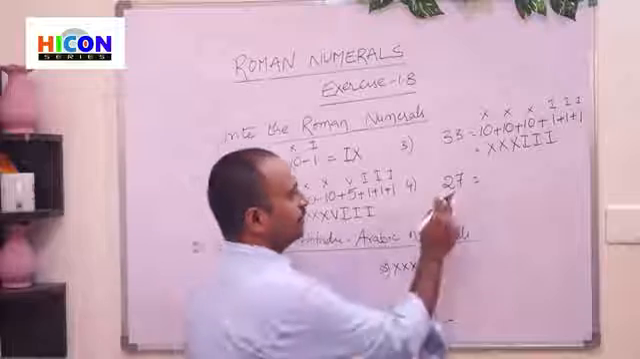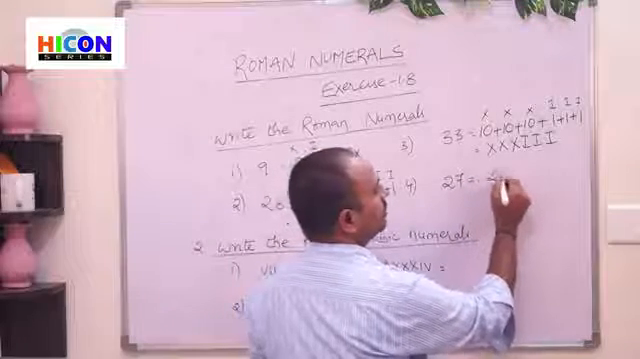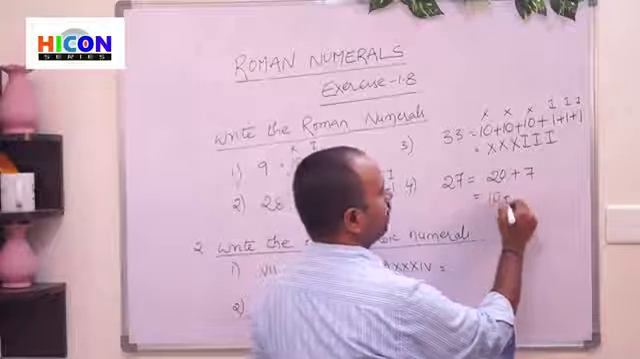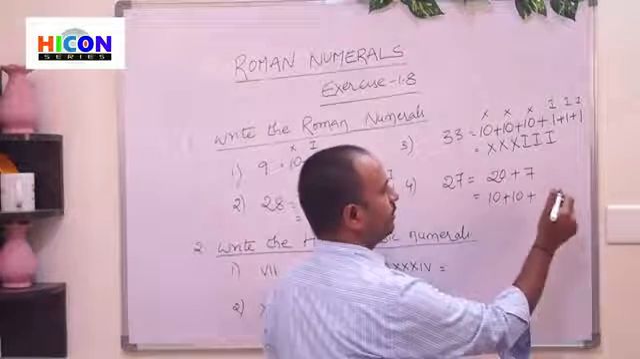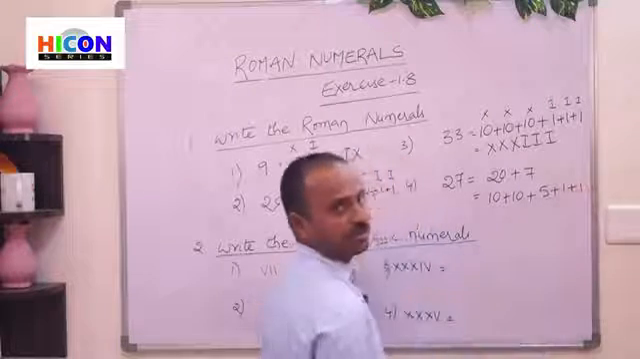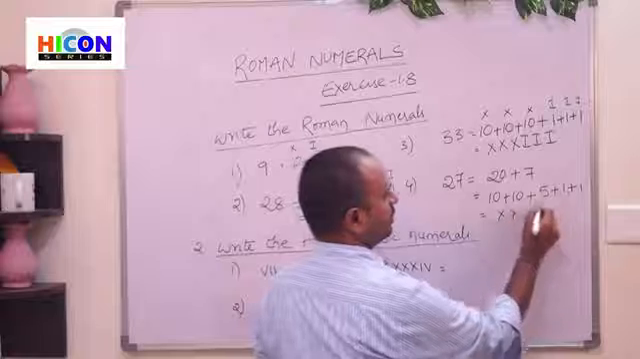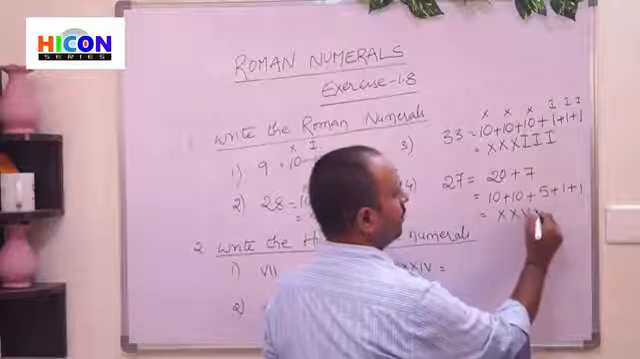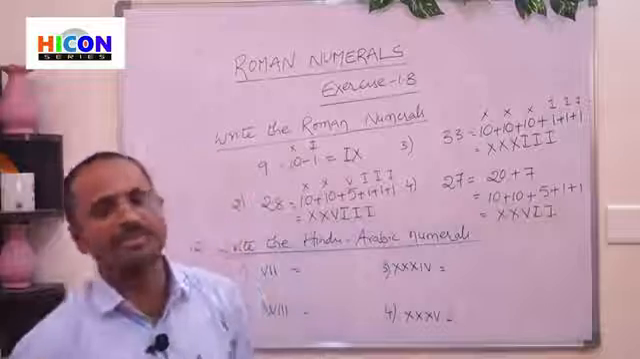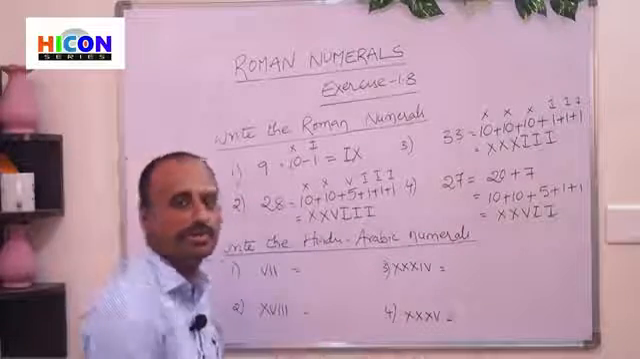In the same way, 27. 27 can be written as first 20 plus 7. This 20 can be written as 10 plus 10, and 7 can be split into 5 plus 2, that means 5 plus 1 plus 1. So here 10 means X, 10 means X, 5 means V, 1 means I and 1 means I. So children, this is the way to convert Hindu-Arabic numbers into Roman numbers.